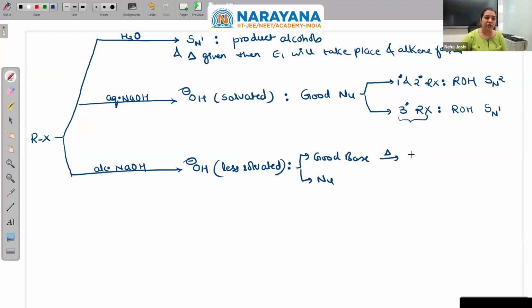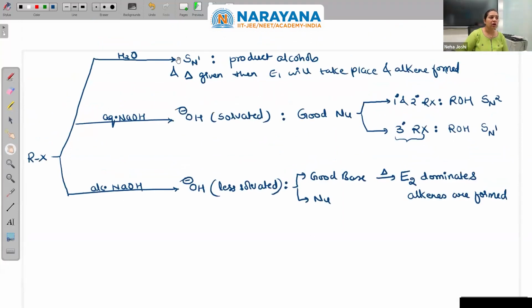Okay, but its basic nature is improved, and usually we heat with that. What we do, alcoholic KOH, heat or something like that we put. So you observe E2 dominates, elimination dominates. Okay, and when elimination dominates, alkenes are formed. Alkenes are formed. Is that clear? So this is how we are having one comparative set.